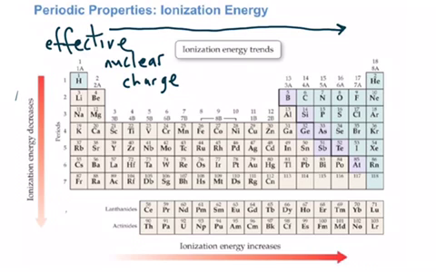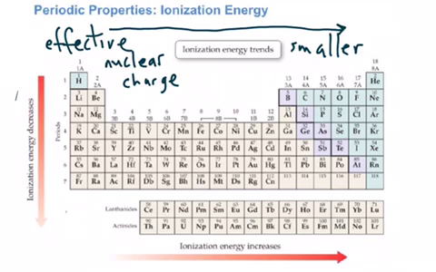Now I want you to think about what I said about distance. If atoms are getting smaller as you go from left to right, that means that the electron is held closer to the nucleus because the atoms are smaller. So when atoms are smaller, those valence or outer electrons are physically closer to the nucleus. The closer they are to the nucleus, the more energy you need to remove that electron because they're being held more tightly by those protons.